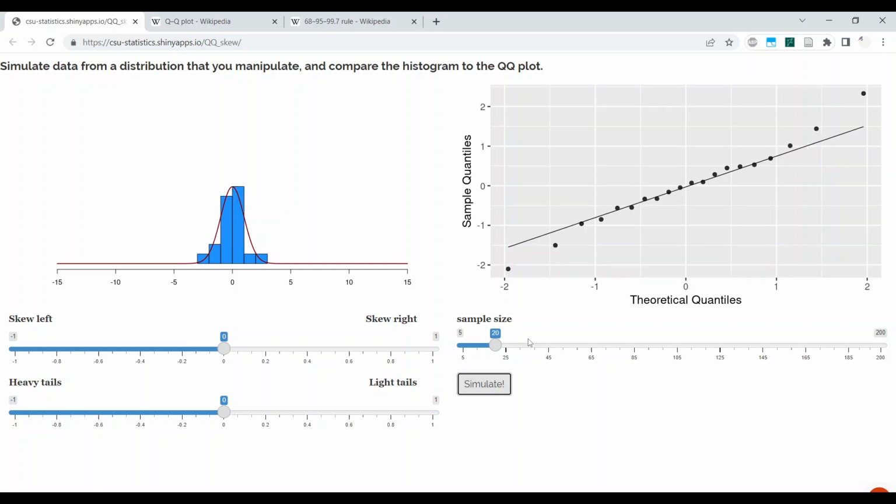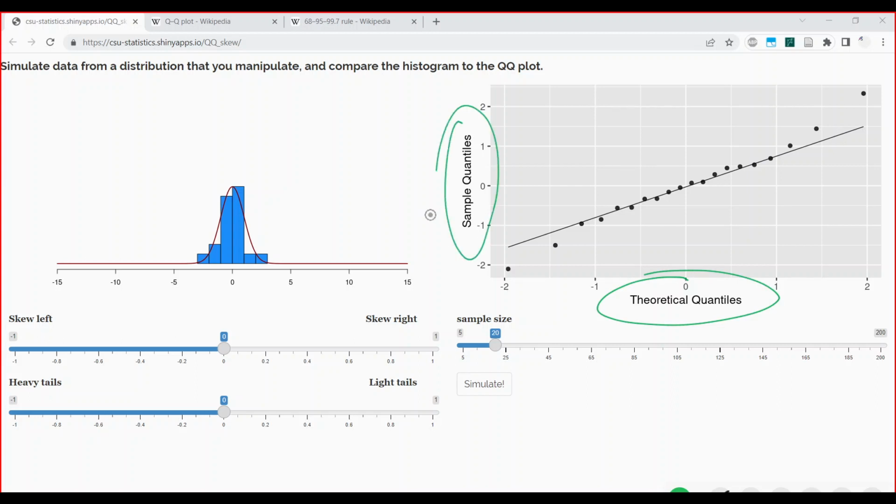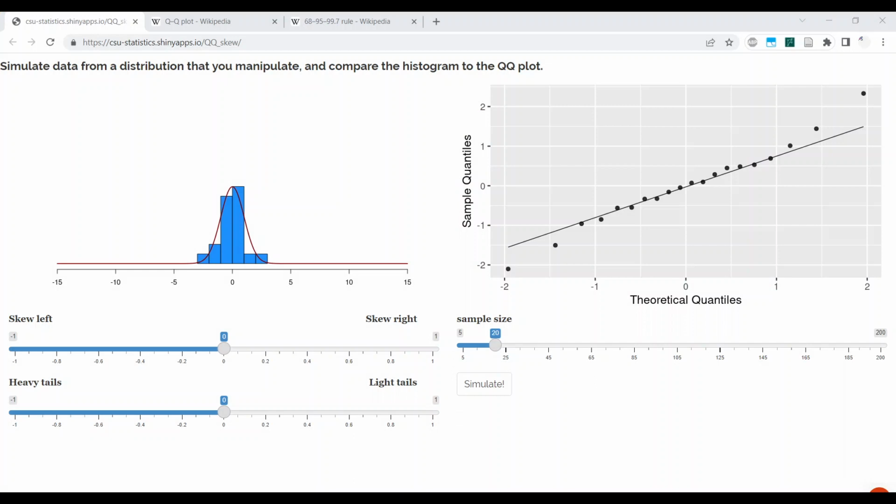Okay, so what's going on over here in this plot? The x-axis is labeled theoretical quantiles. The y-axis is labeled sample quantiles. A quantile is like a generic form of a percentile. Percentiles chop your data up into 100 chunks. Quantiles chop your data up into however many chunks you want. And on a QQ plot, it chops it up into the number of chunks that's equal to your sample size.